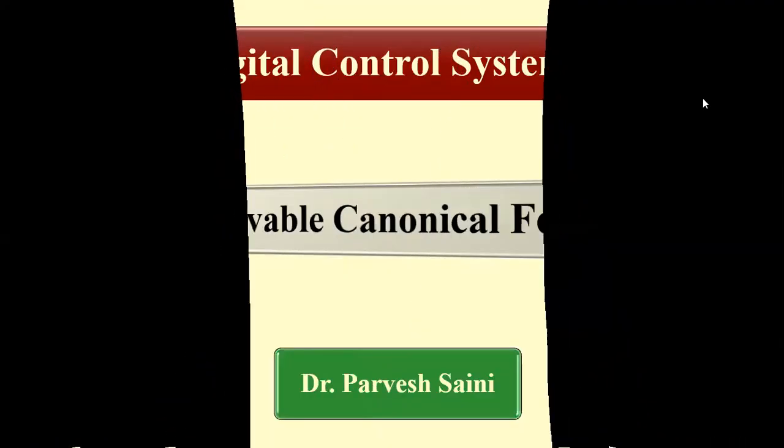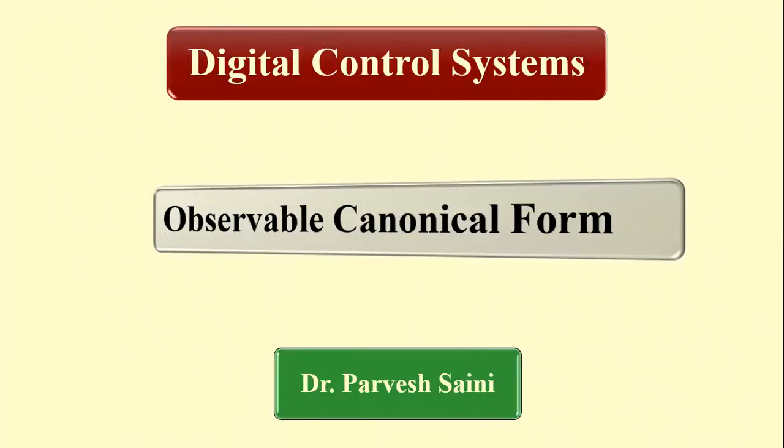So dear students, in this lecture we will discuss the observable canonical form. Observable canonical form is also a tool or a technique through which we can convert a given transfer function of a linear time invariant system to its equivalent state space model.